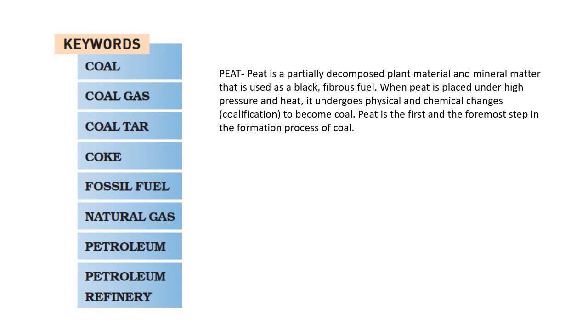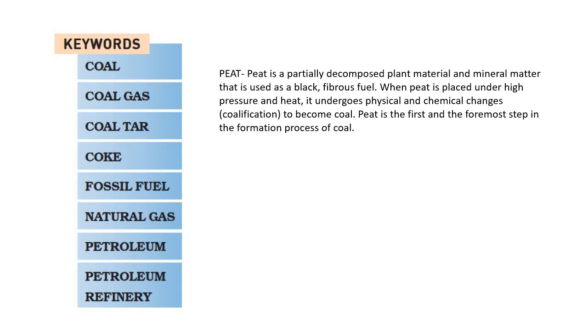Before we read about coal, let's read about peat. What is peat? Peat is a partially decomposed plant material and mineral matter that is used as a black fibrous fuel. When peat is placed under high pressure and heat, it undergoes physical and chemical changes, which is called carbonization, to become coal. The first part of coal is peat. Peat is the first and foremost step in the formation process of coal.